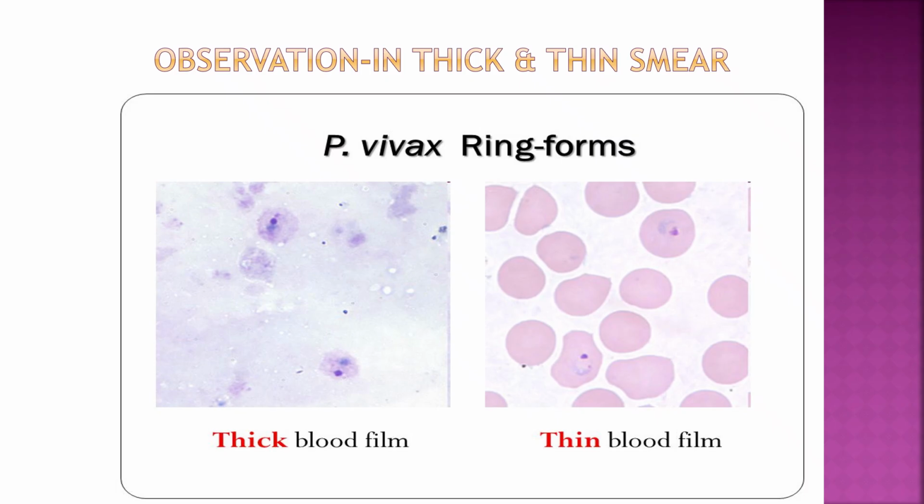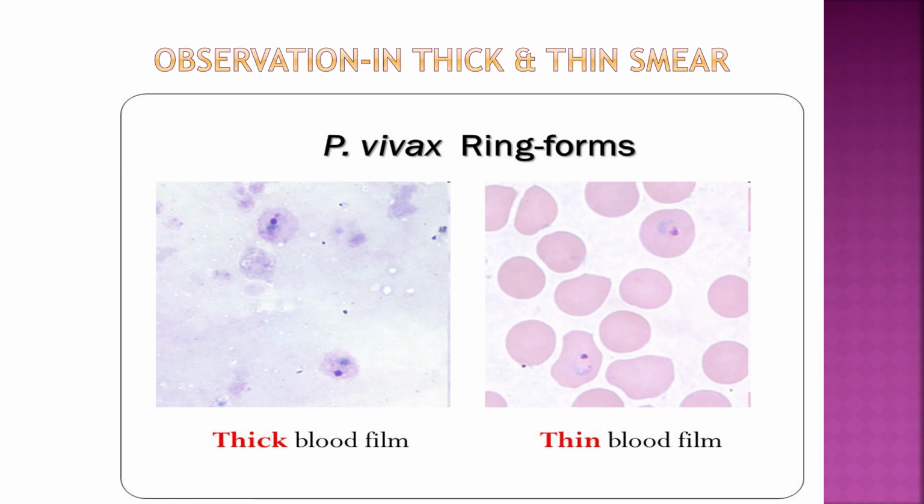Now the observation in thick and thin smears. Usually in a thick blood film, you can see only the imprints of the parasites. That is the ring form, blue in color, and the nucleus is pink in color, and you can see very few RBCs.